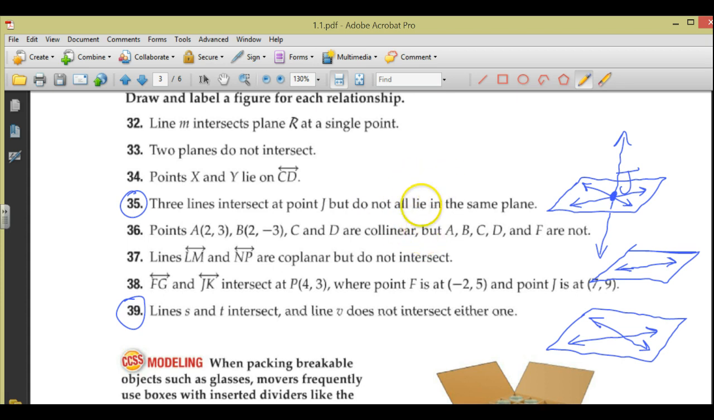So this line and these 2 lines, these would be called skew lines. So this line would extend out, these 2 would extend out, but they would never intersect each other.